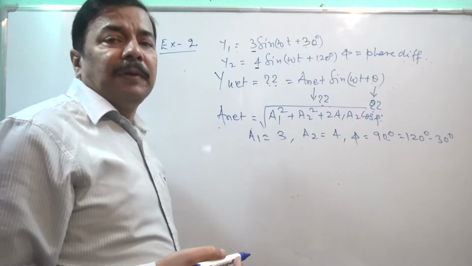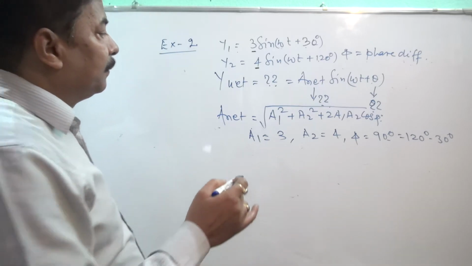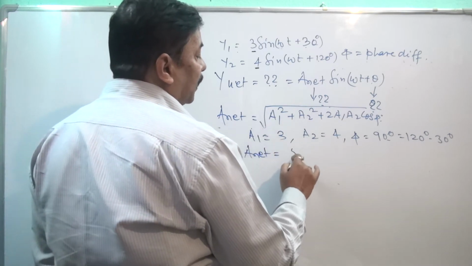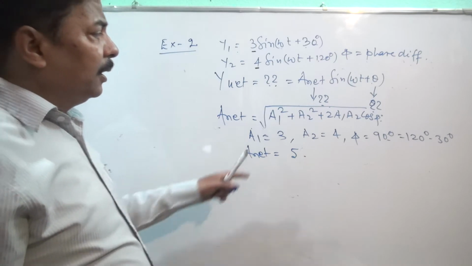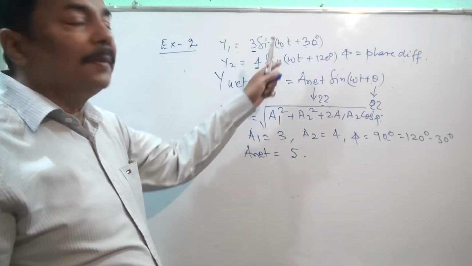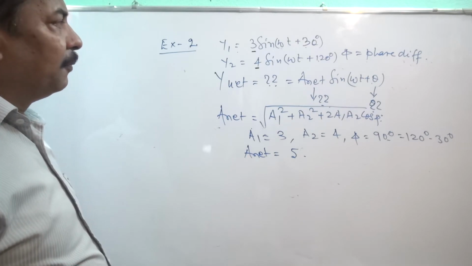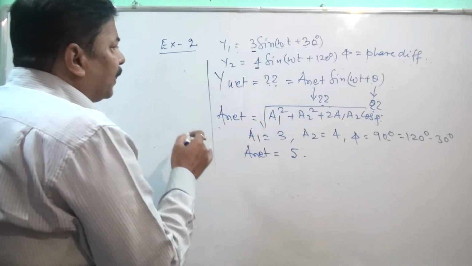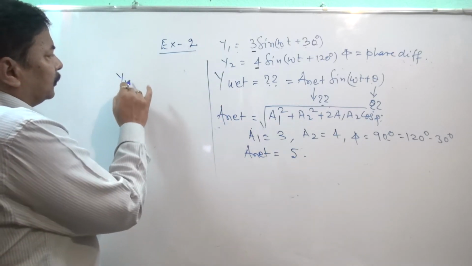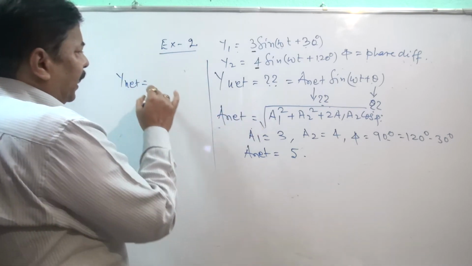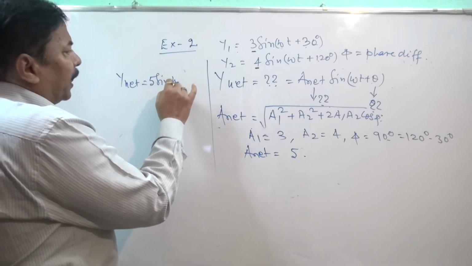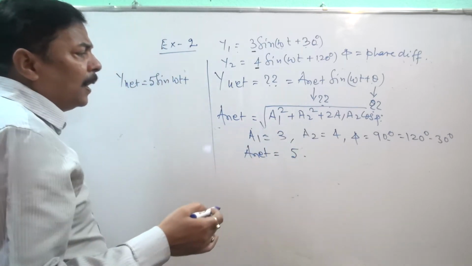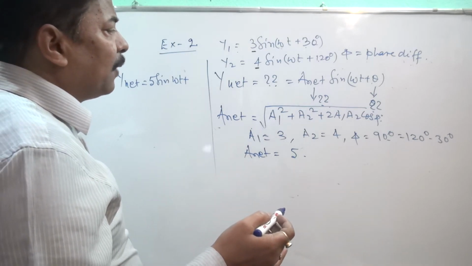It is just like the previous question. If we want to find the A net, naturally with 3 and 4, A net will become 5. Why? Because 3 square plus 4 square. Same question is there in some other format. Now A net has become 5. The general answer you will be giving is y net is equal to A net, 5 sine omega t plus how much? 3, 4, 5 is there. So what theta will we get?